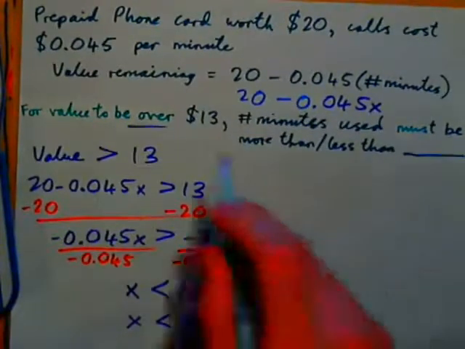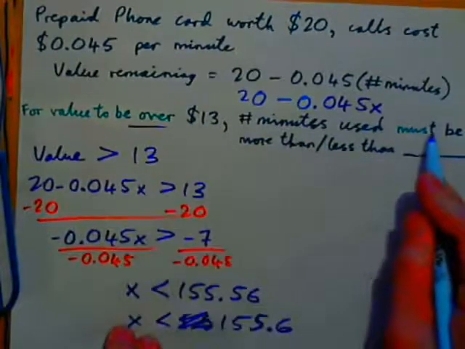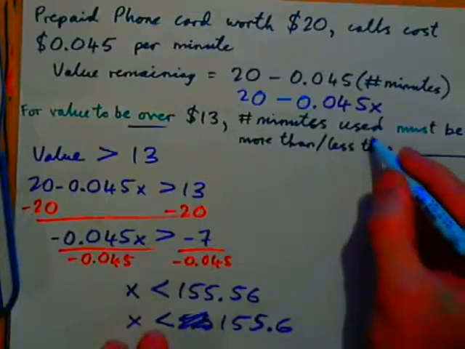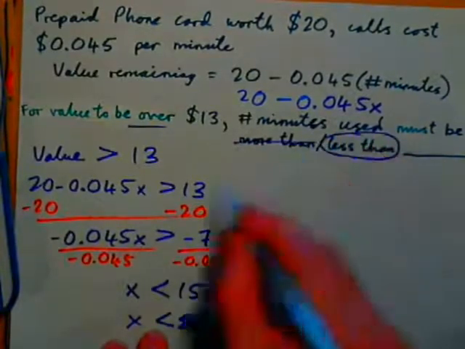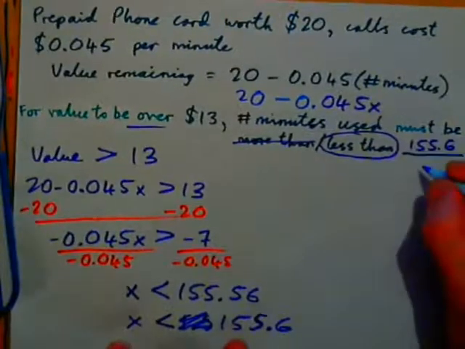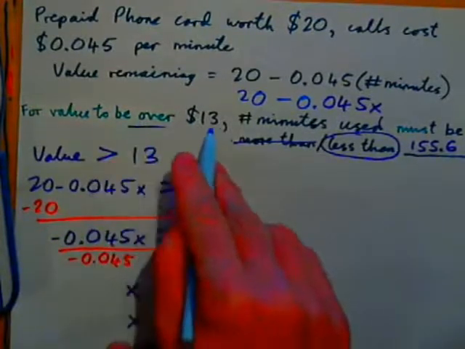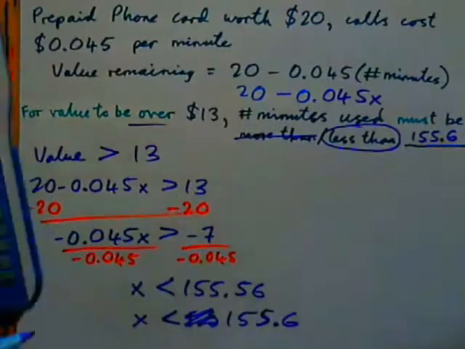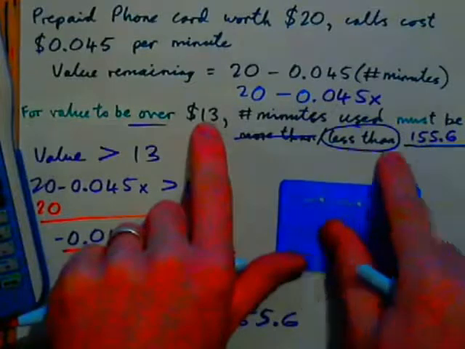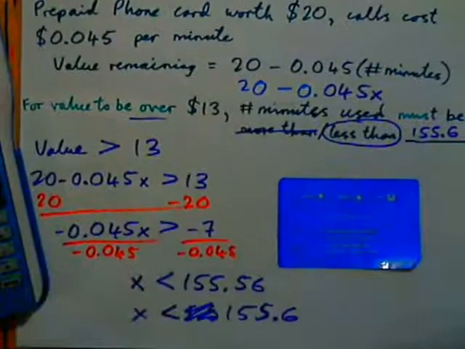155.6 minutes. So what it's saying is, for our value to be more than $13, the number of minutes used must be more than or less than. Obviously, less than 155.6. Isn't that funny? And that makes sense, isn't it? For your value to be more than $13 on the phone card, the number of minutes used must be less than 155.6. Okay? So there again is the magic of algebra.